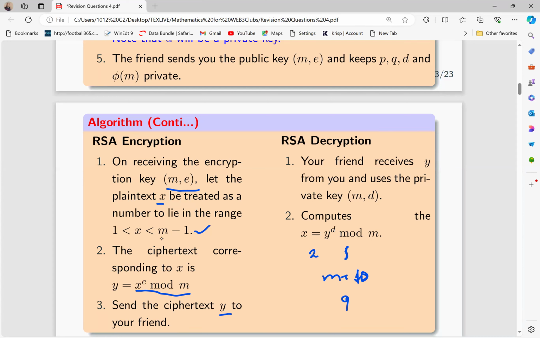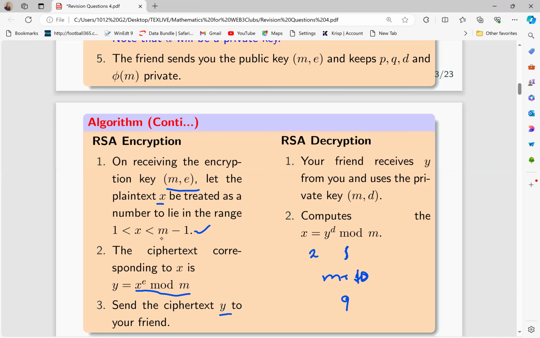We're not saying that you should not send messages which are larger. What we are saying is, if your message happens to be larger than M, you break it into blocks. If it happens to be larger than M minus 1, you break it into blocks, and each of those blocks you encrypt separately. Encrypt each block separately, and then send the ciphertexts that you get.